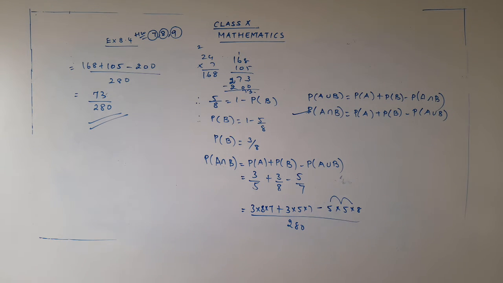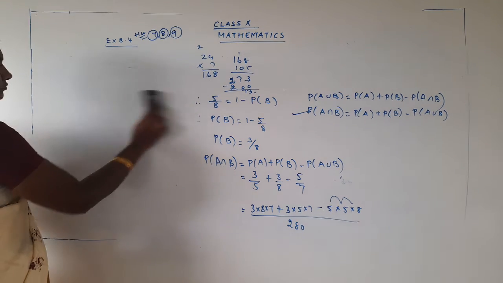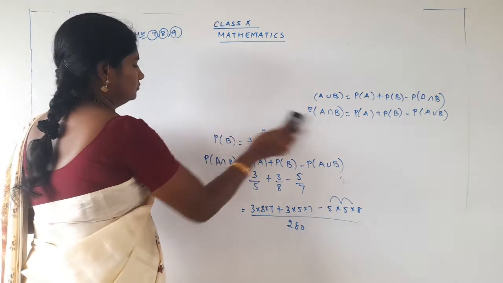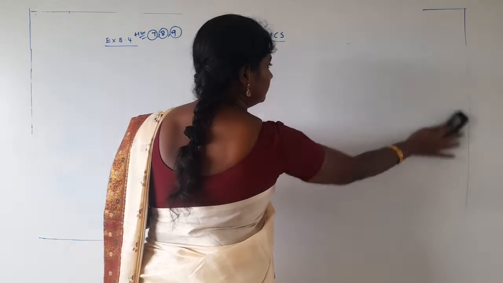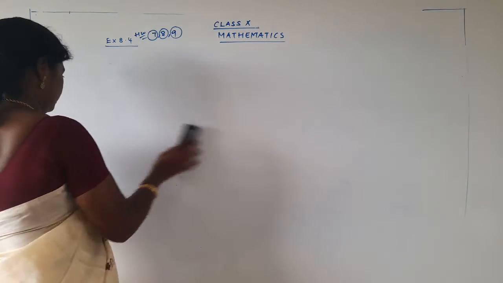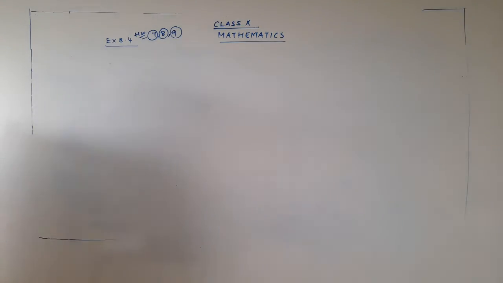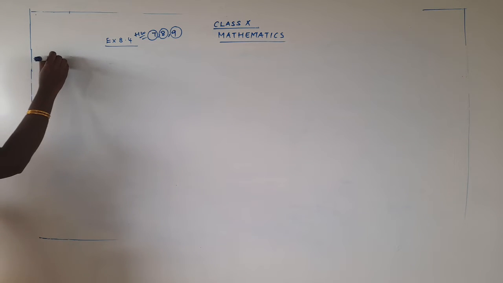Now copy down question number 11. Take down sum number 11. Go for sum number 11.